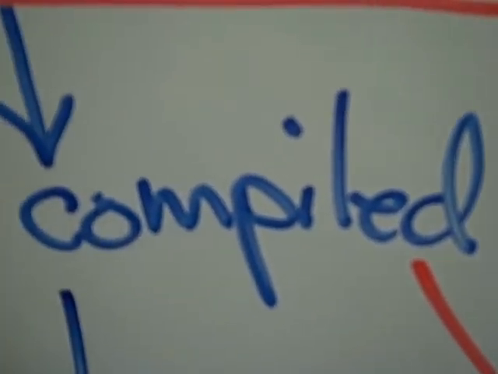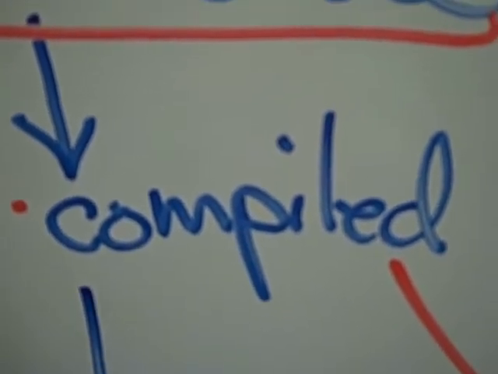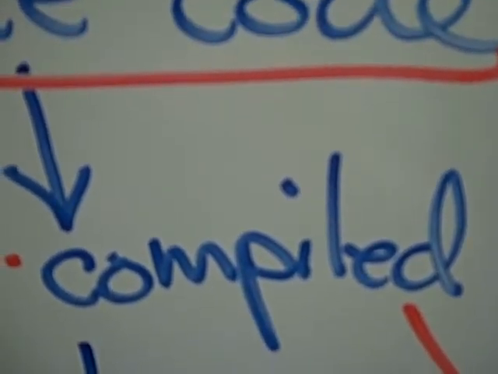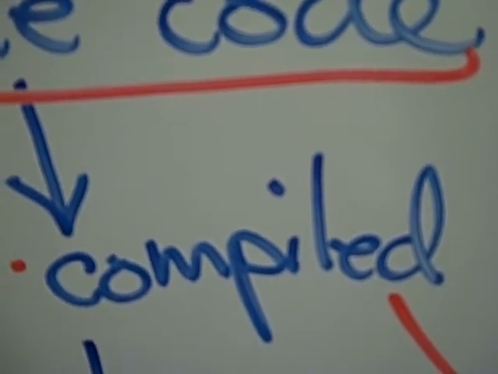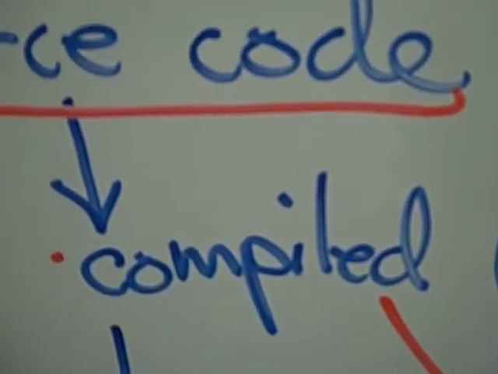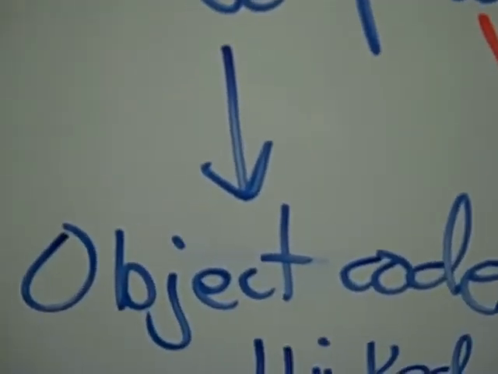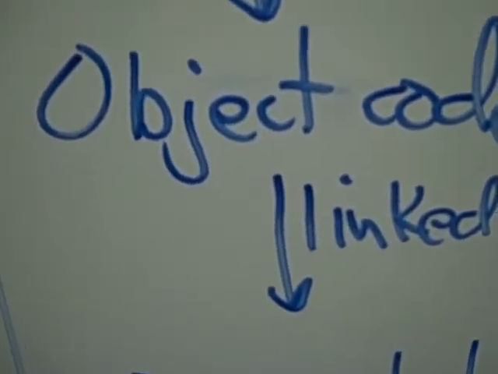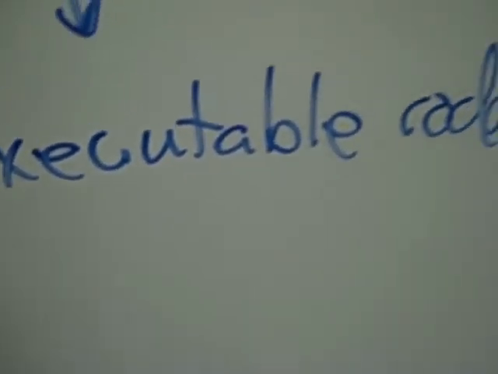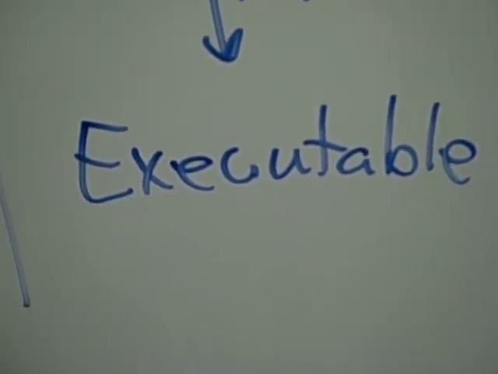So you would compile it to run on Windows 7, or you would compile it to run on your iPhone, or you would compile it to run on your Droid, or your Android, or you'd compile it to run on your tablet, or you compile it to run on your Apple, or you compile it to run on Linux. Object code, then it's linked, brings in a whole bunch of other things that are already there, and you get executable code. The executable, which will run on a particular operating system.